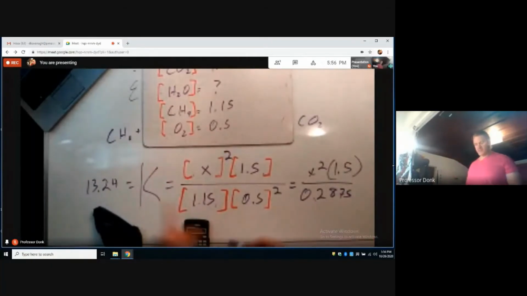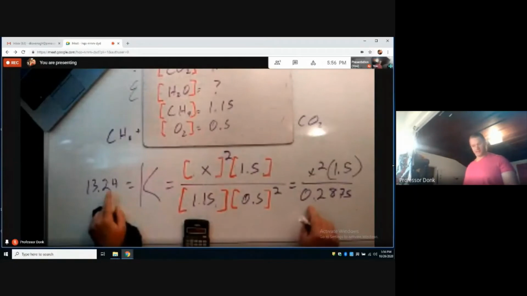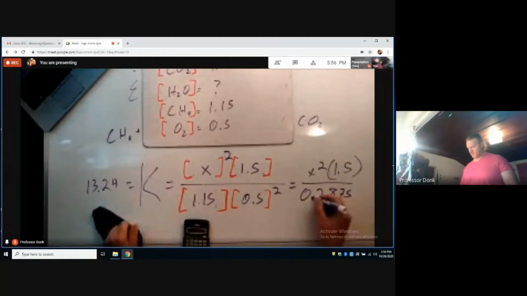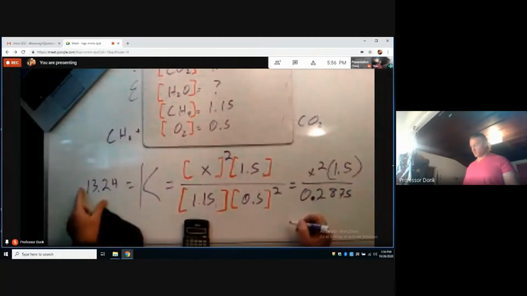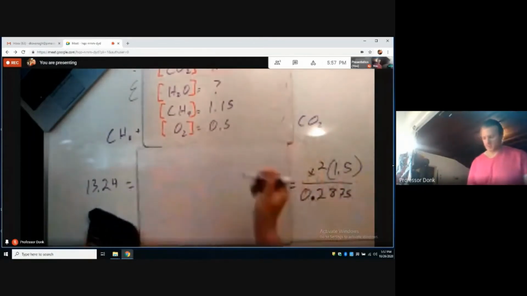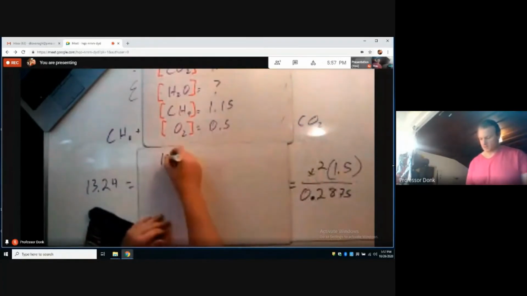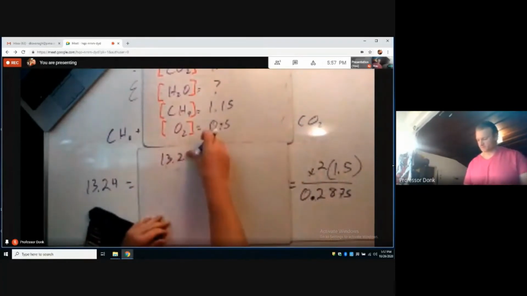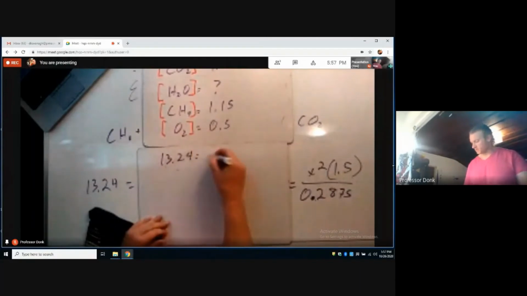Now I have to rearrange this thing. I got the 13.24, so I can take this number and multiply both sides of the equation by 0.2875. I'm going to do this on this board here because I think it's a little easier to see. 13.24 equals 0.2875 times x squared times 1.5. So I'm going to get that stuff over there.